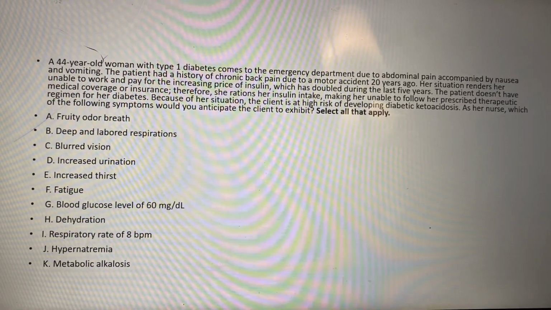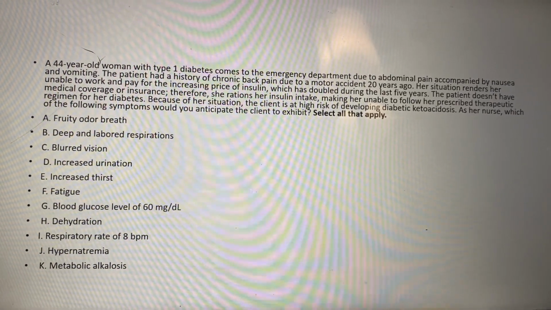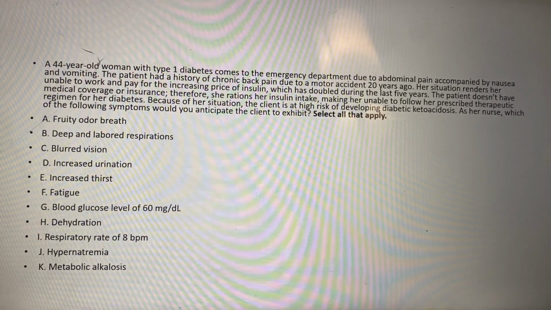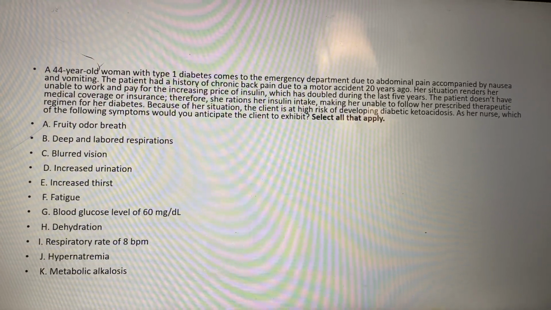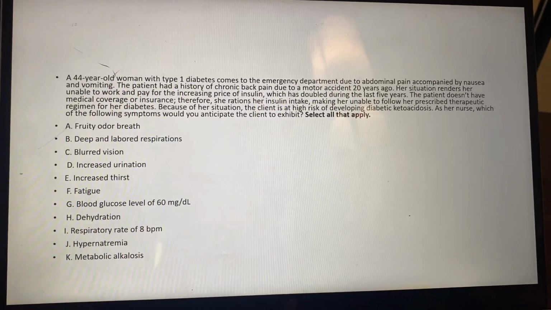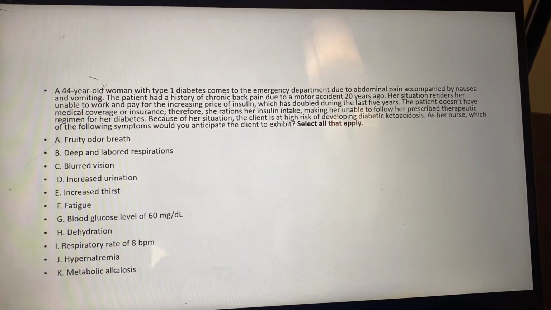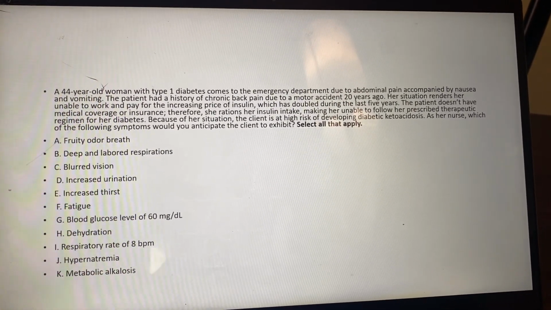Because of her situation, the client is at high risk of developing diabetic ketoacidosis. Ask her nurse, which of the following symptoms would you anticipate the client to exhibit? Select all that apply. So if you've been listening or watching my videos, I do have a testing strategy that I work on with my clients.